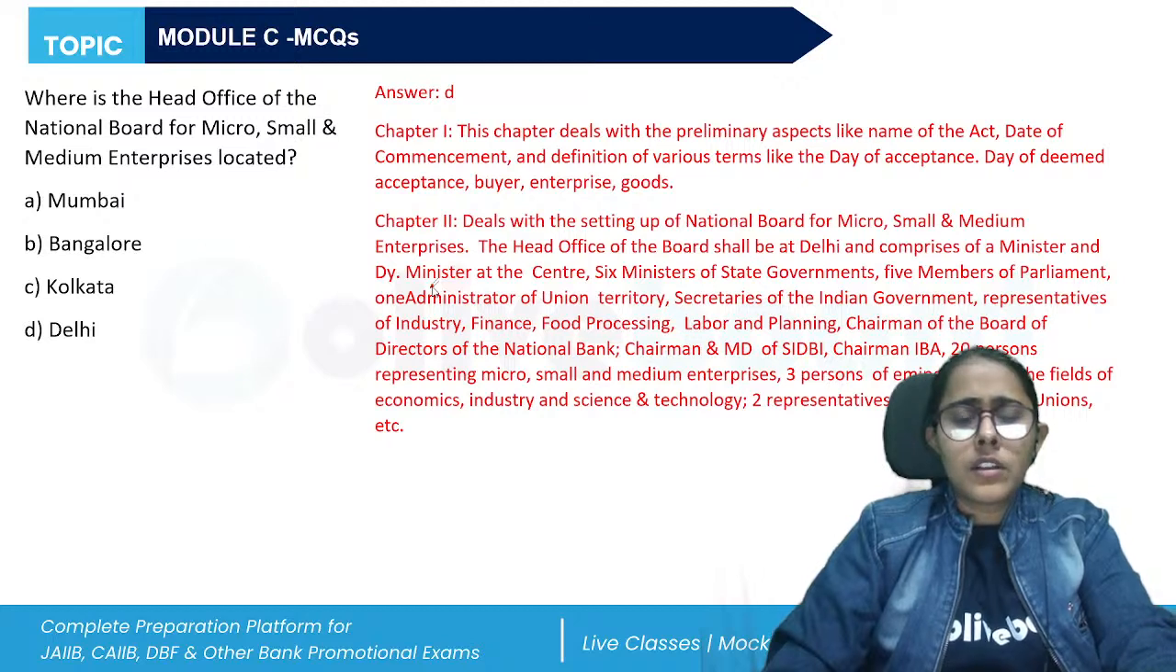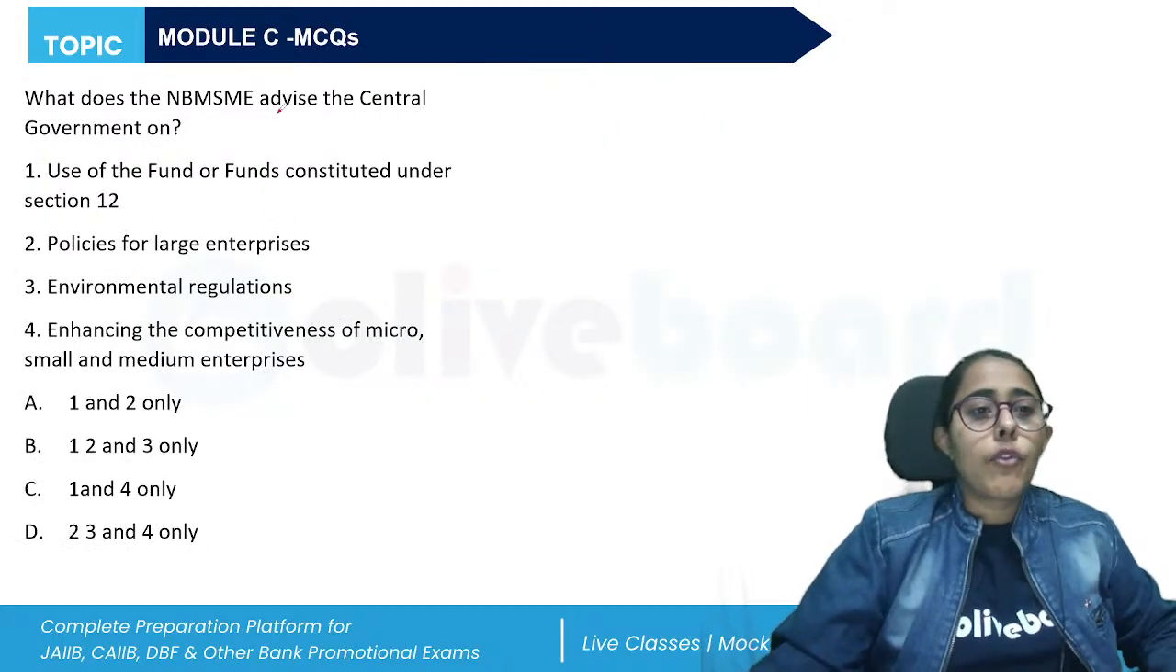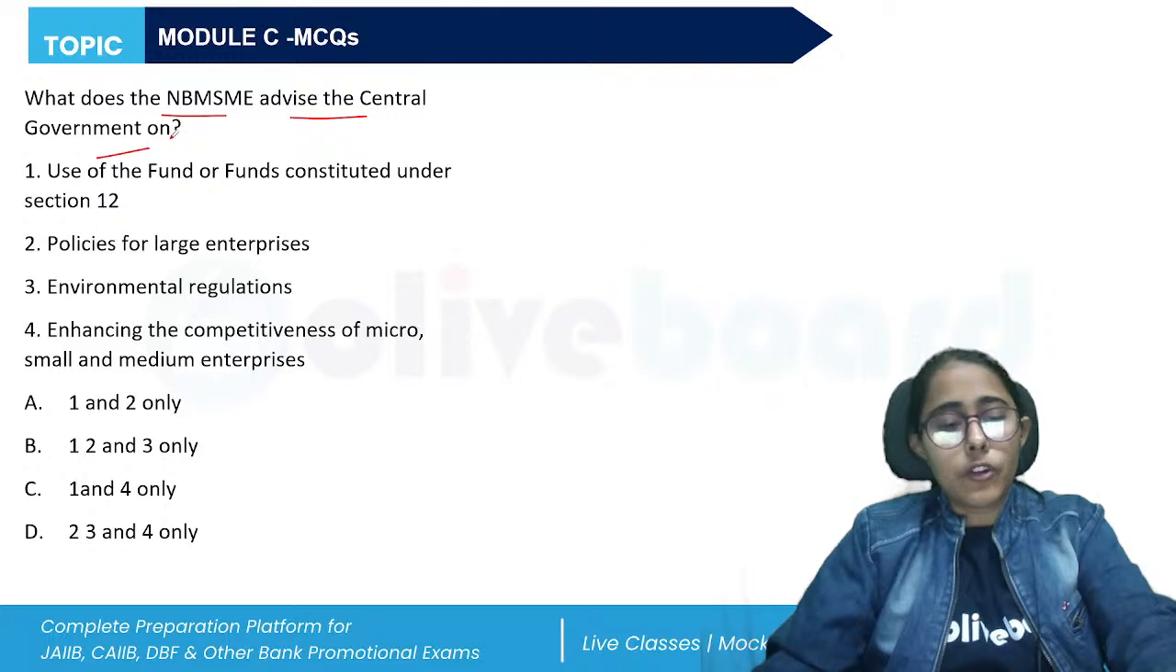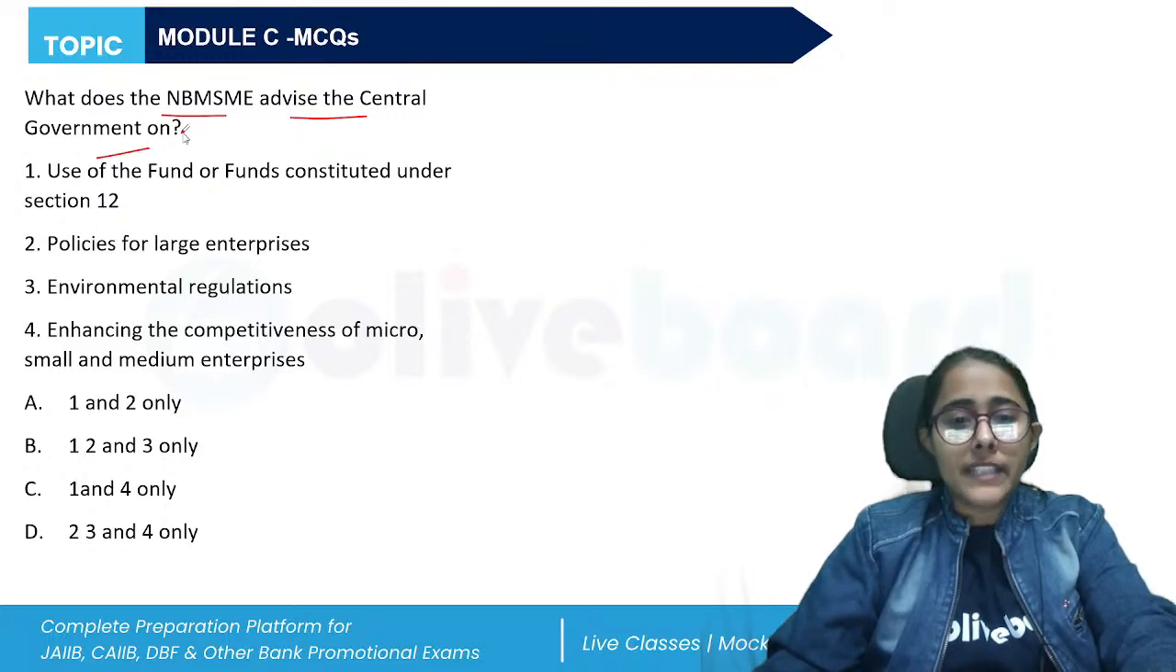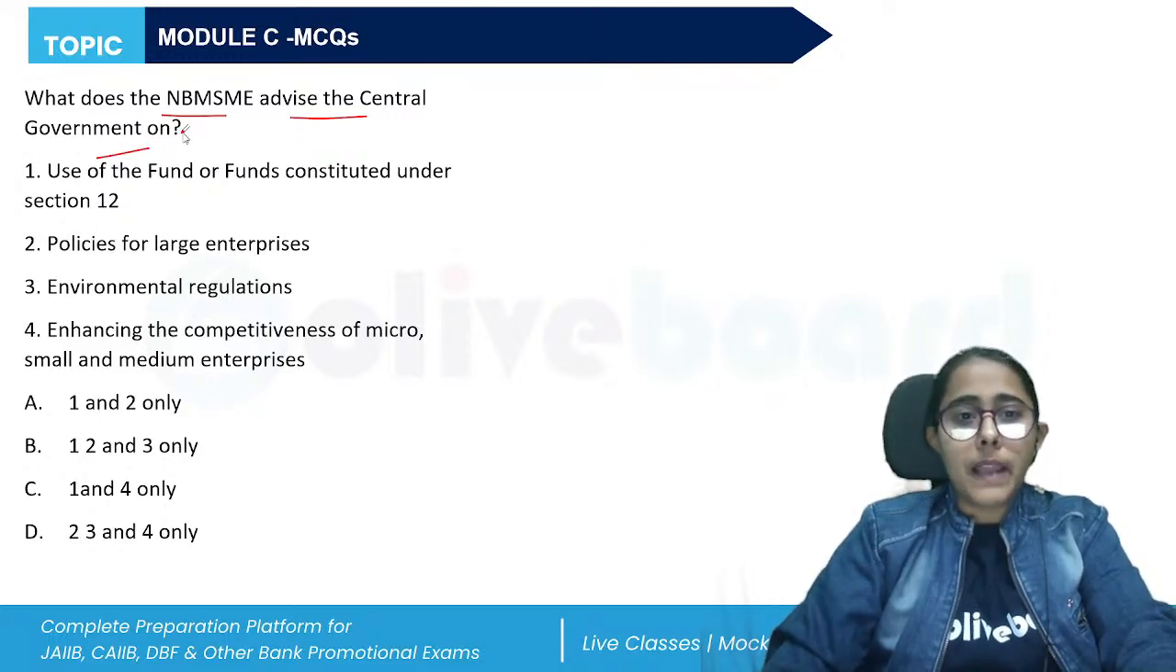Okay, so apart from this, other information like what is contained in chapter 1 of the act, what is contained in chapter 2 of the act, this is given to us. Go through this one. Next, what does the NBMSME advise the central government on? The National Board on MSME, what does it advise the government on?